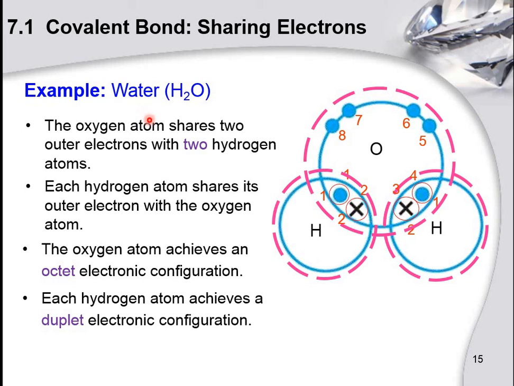So the oxygen atom shares two outer electrons with two hydrogen atoms, and each hydrogen atom shares its outer electron with the oxygen atom. So the oxygen atom achieves an octet electronic configuration, and each hydrogen atom achieves a duplet electronic configuration. Duplet means two, don't forget that. Oxygen is 8: 1, 2, 3, 4, 5, 6, 7, 8. Hydrogen is only 2.